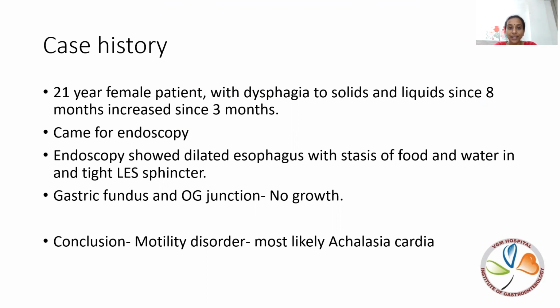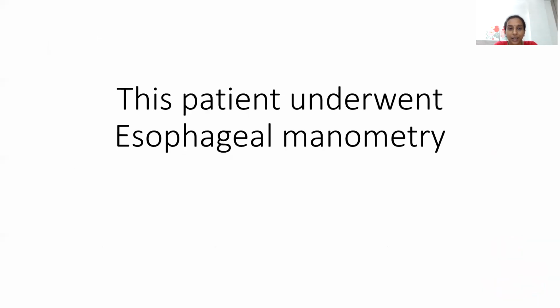The most important thing in such an area is to check for any malignancy, especially if it was an older patient above 70. This is a youngster, a 21-year-old. You don't expect it, but still, it's our duty to check the fundus and the OG junction. There was no growth. So this indicates that it's a motility disorder, most likely Achalasia cardia.